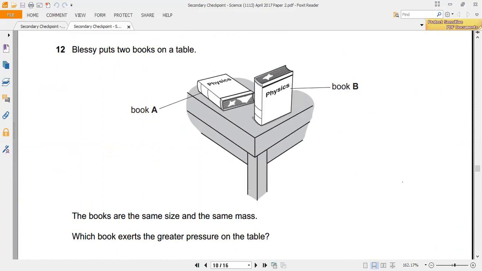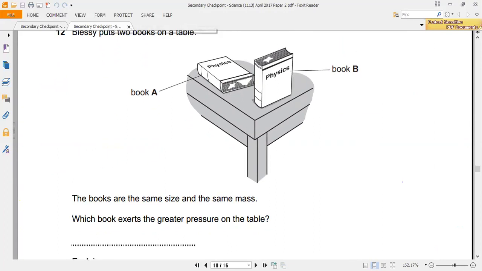Question number 12. Plessy puts two books on the table, A and B. One is flattened, which is book A, and one is perpendicular, on its side, which is book B. The books are the same size and the same mass. I think one of you said area is pressure over mass. Yeah, that's right. Which book exerts the greater pressure?